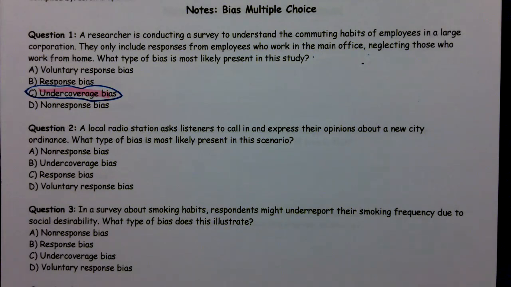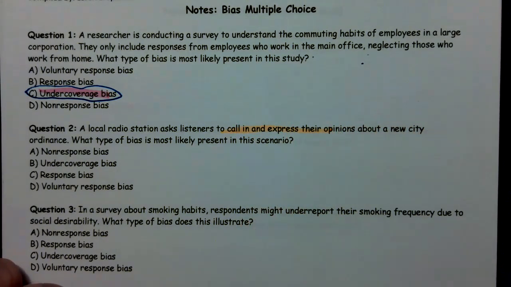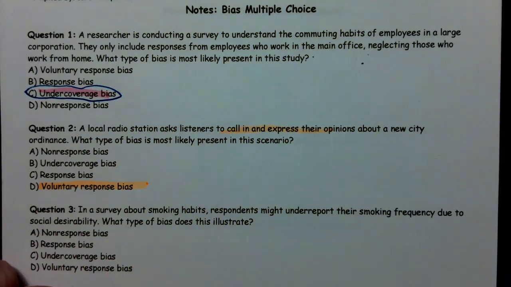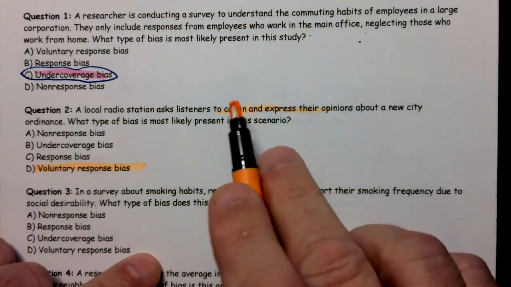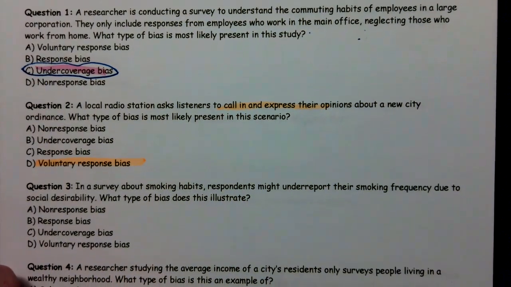A local radio station asks listeners to call in and express their opinions. So they're calling in. They weren't randomly selected. If they're not randomly selected, then it's voluntary response bias. You have to randomly select them. They self-selected. They were not selected, they selected themselves.